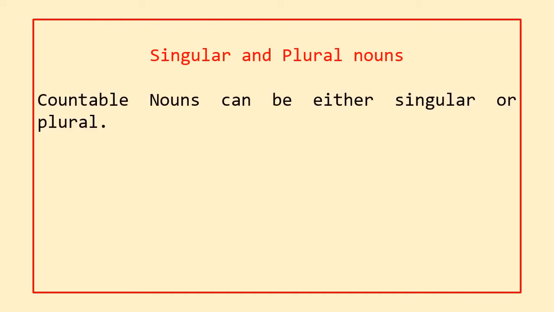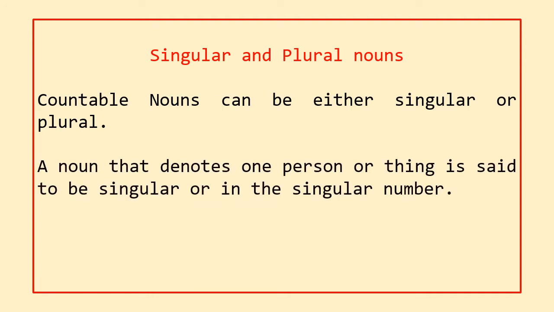Singular and plural nouns. What are they? You have already heard about countable nouns and uncountable nouns. Let's see what singular and plural nouns are. Countable nouns can be either singular or plural. A noun that denotes one person.